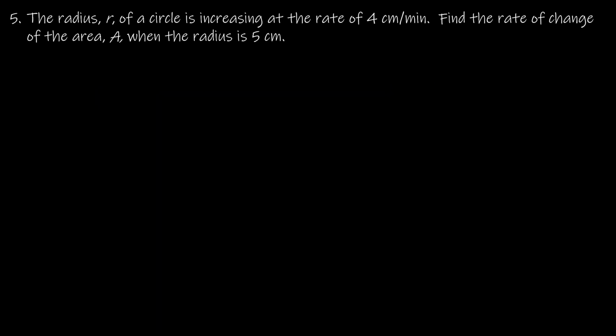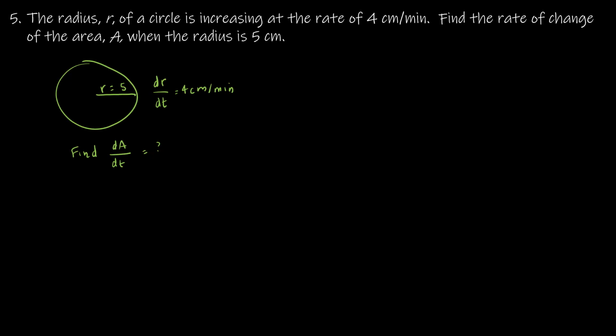Here's an example of a related rates question. So I've got a circle, and the radius is increasing at a rate of 4 centimeters per minute. So the change in radius with respect to time is 4 centimeters per minute. Find the rate of change of the area. So find dA, the change of area with respect to time, when the radius is 5. So r equals 5. So how do I do this?